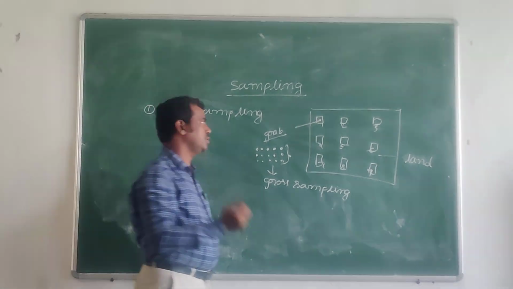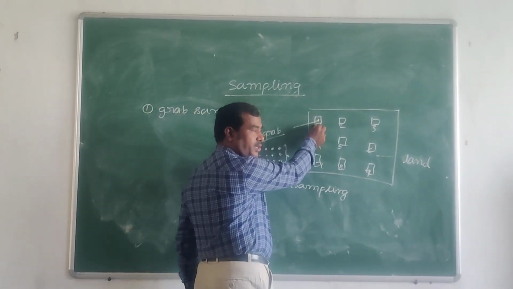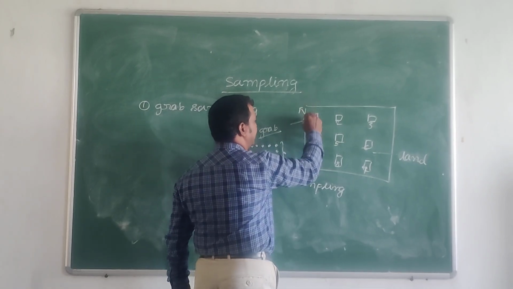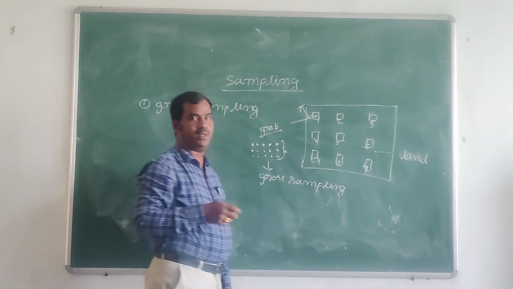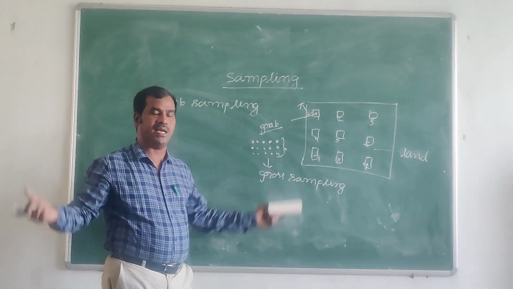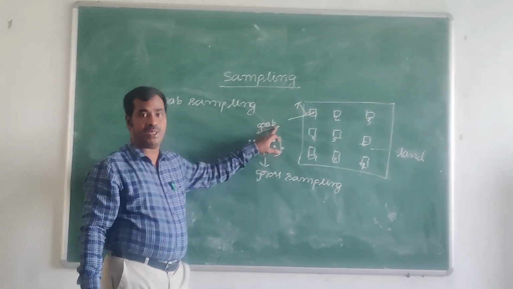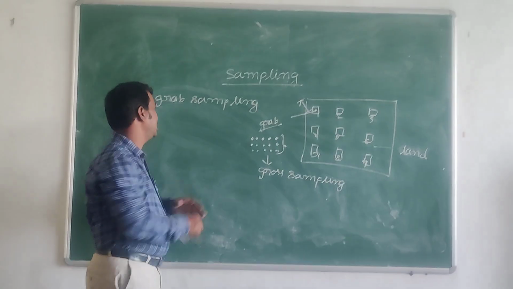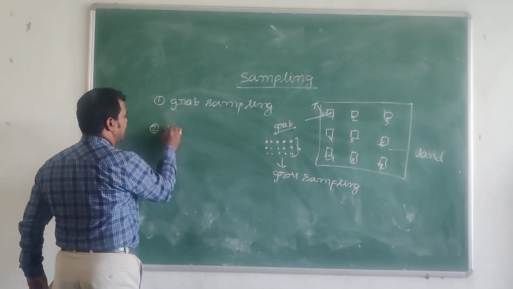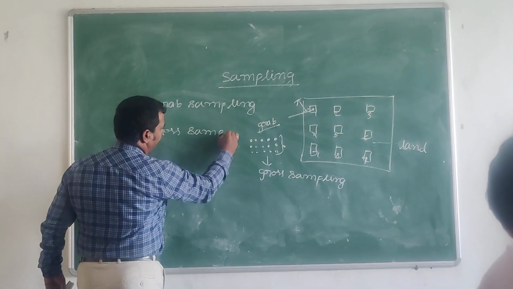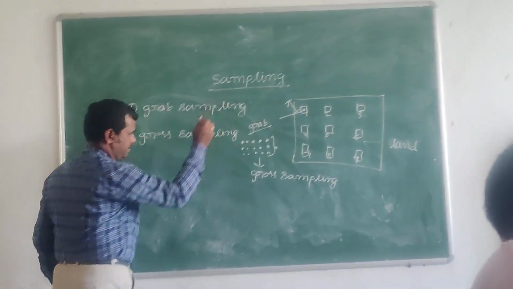Suppose first we take one sample. After that, we take a sample at 1 feet depth. Again, we take samples. All samples are mixed with each other. That is a gross sample. Only a single sample is a grab sample. That is the difference between gross sampling and grab sampling, which is very, very important.